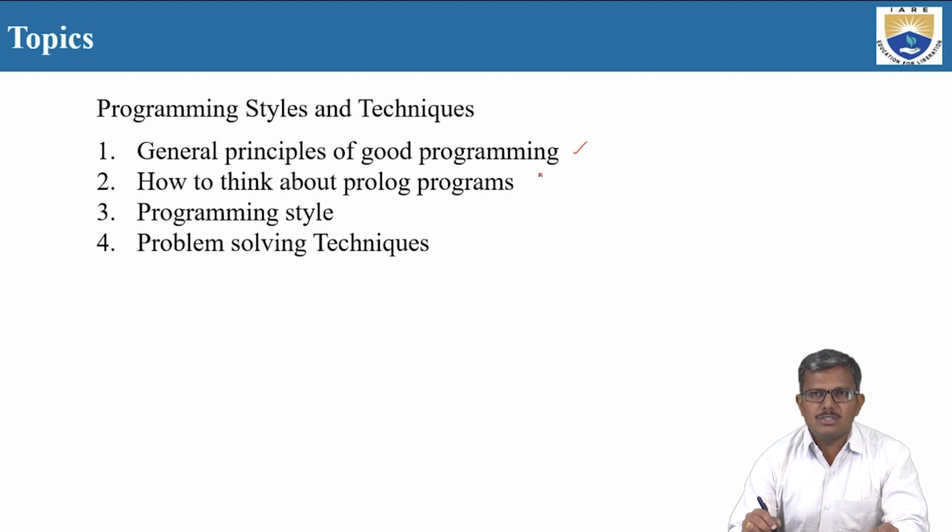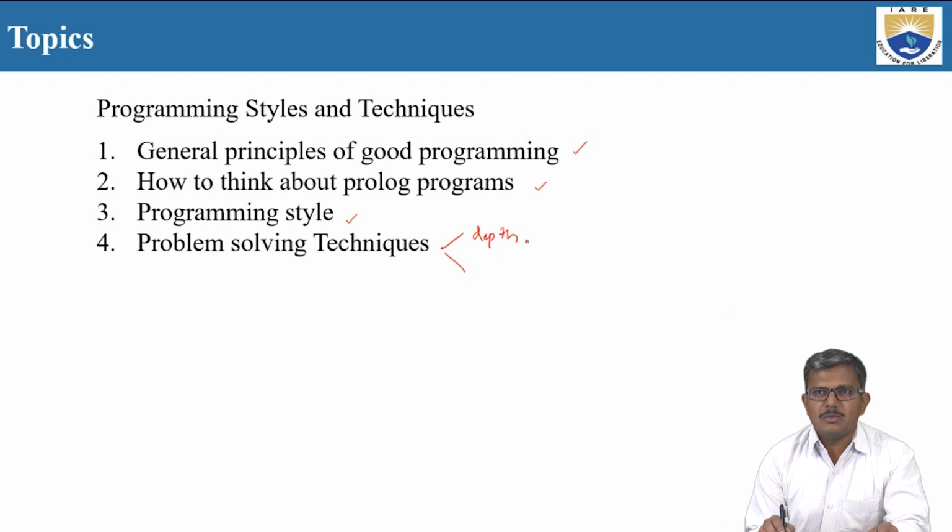Then later on, we will try to understand how to think about Prolog programs and what programming style we follow while writing AI programs. We are also going to see several problem solving techniques. In these, we are going to concentrate on two different techniques. One is called depth first search, and another one is called breadth first search. In this case, we are going to take one example each, and we will try to understand how depth first search and breadth first search are implemented in order to solve certain AI related problems. So let us directly start with the general principles of good programming.